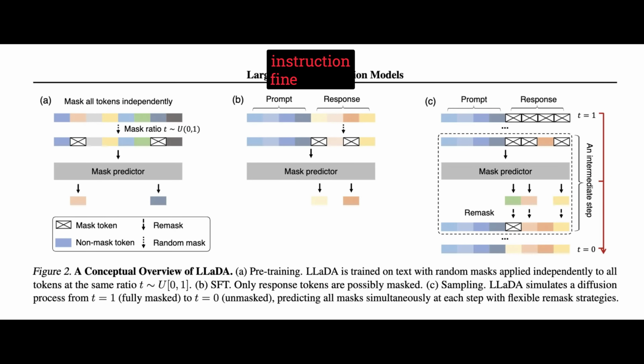Moving on to instruction fine-tuning, they're concatenating a prompt and the response. Crucially, it's only the response that gets its tokens masked and predicted. There's no reason to ever hide the prompt from the model. And finally, sampling proceeds in multiple iterations.